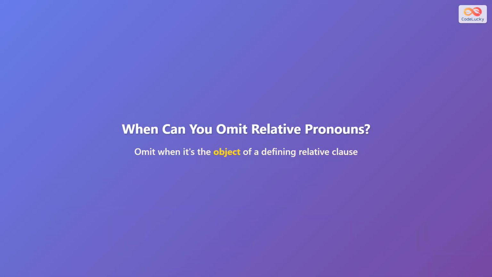You can omit the relative pronoun when it is the object of a defining clause. Defining means the clause gives important information about the noun in the sentence. For example, in the sentence, "The teacher whom I met was very nice," the word whom is the object and can be left out.